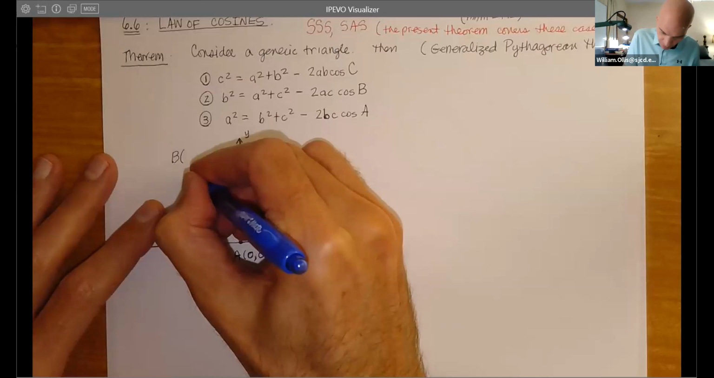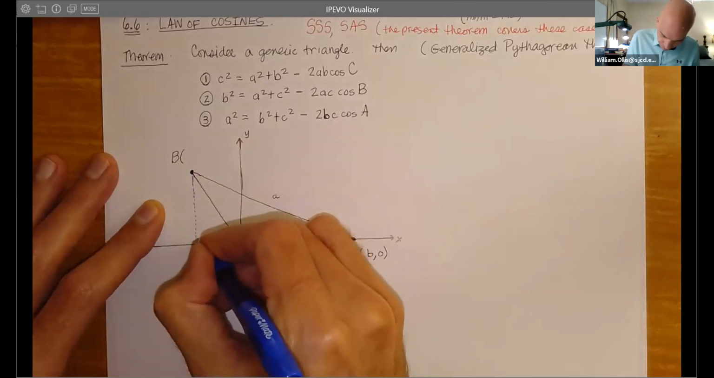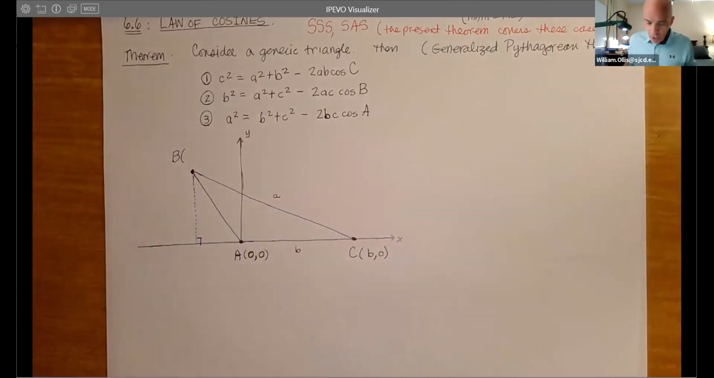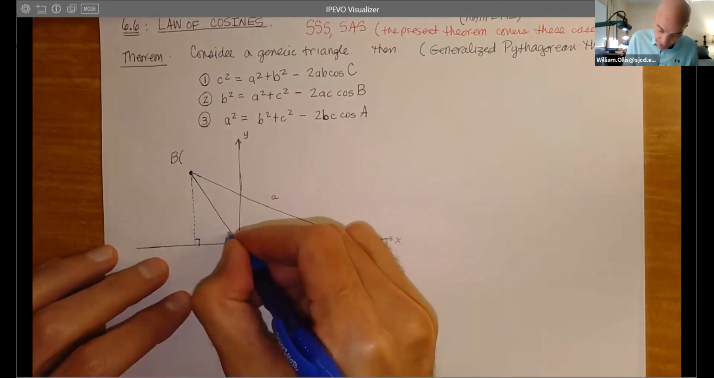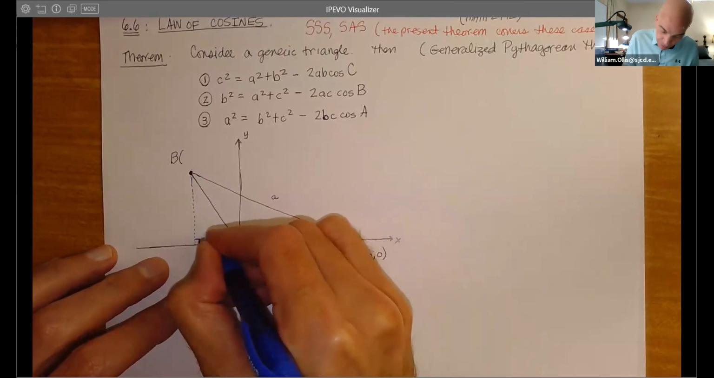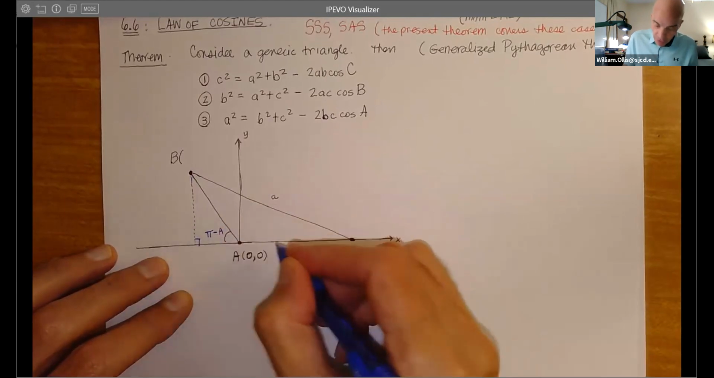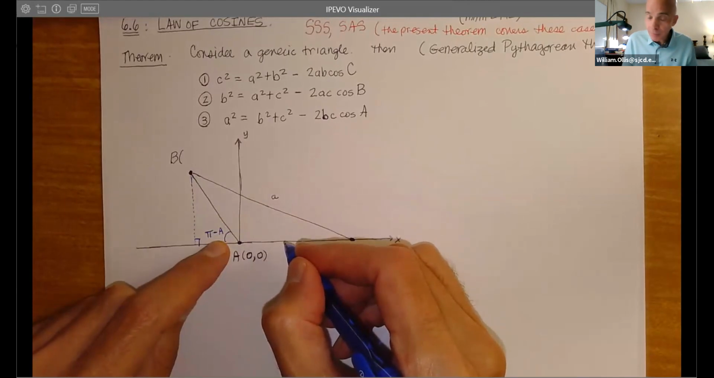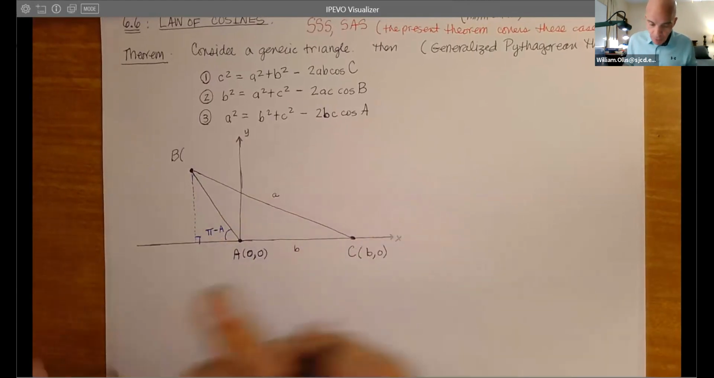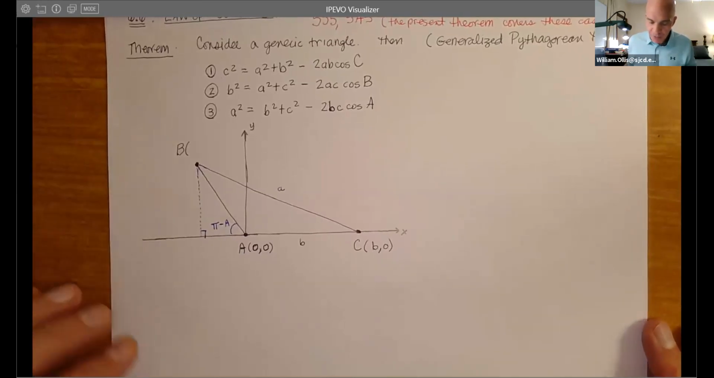So let's drop the perpendicular here. And so now notice this is an angle A, but this angle here is just the supplement. This will just be pi, or 180 degrees minus A. Notice the angle A is in the second quadrant, and this is just the reference angle here by definition. So we can do some trigonometry here to figure out these coordinates.